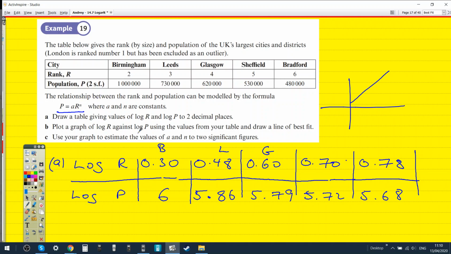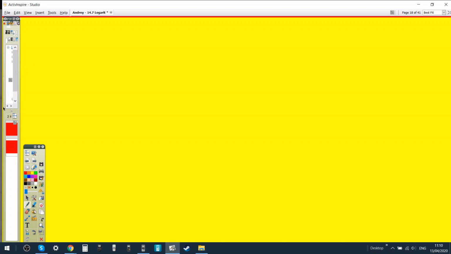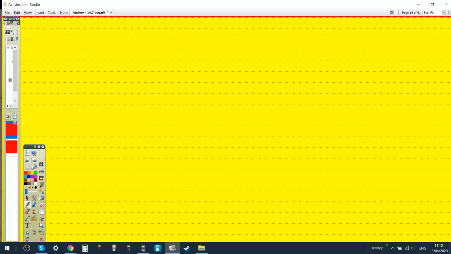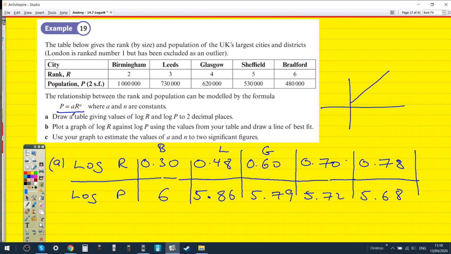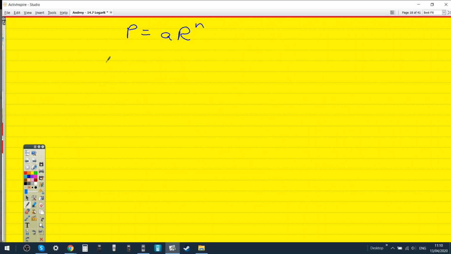So let's just do this in general. They're just kind of showing you where it comes from. P is equal to A R to the power of N, I think it was. Log both sides. What do you get? Log p is equal to log a r to the power of n. And then use log rules to split up the right side.